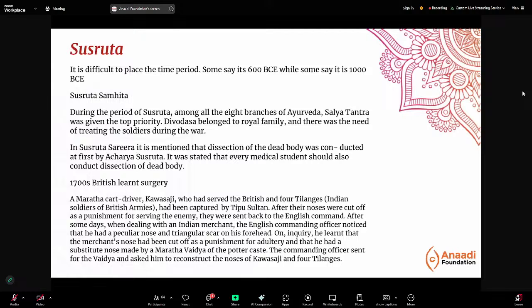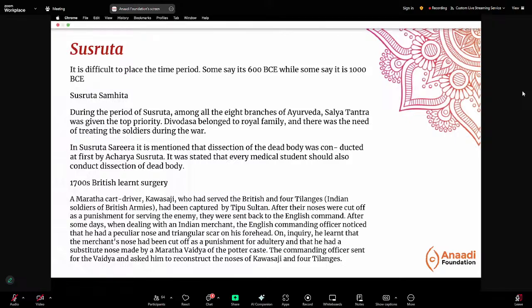this Shalya Tantra, which is the aspects of surgery, were given a lot of importance. And Sushruta belonged to a royal family. There was the need of treating the soldiers during the war, and that is when they started to explore this aspect of dissection and treating the wounds through surgery.